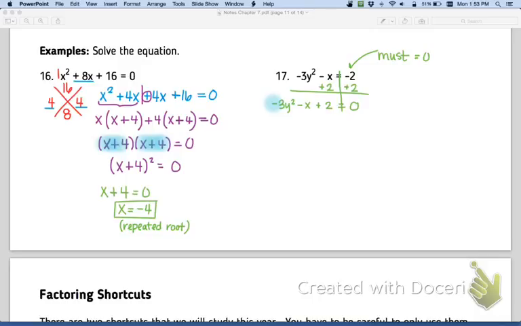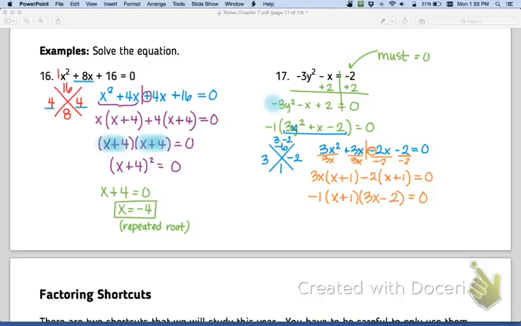Not distribute, but you're on the right track. We need to factor it out. So we are going to divide everything by negative 1, and that's going to change all the signs. Positive 3y squared, positive x, and negative 2 equal to 0. So go ahead and see if you can factor this and solve it with your groups.